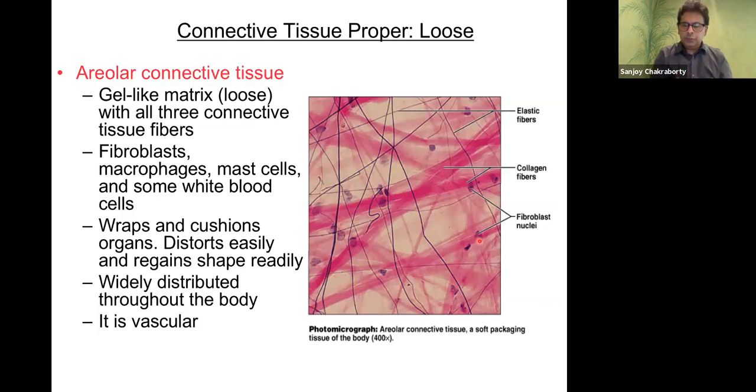So connective tissue loose, follow the word. Loose connective tissue means they have a lot of space. So loose connective tissues are areolar, adipose, and reticular tissue. The one thing common to all of them is that they have a lot of space. And dense means they don't have space, they're tightly packed.